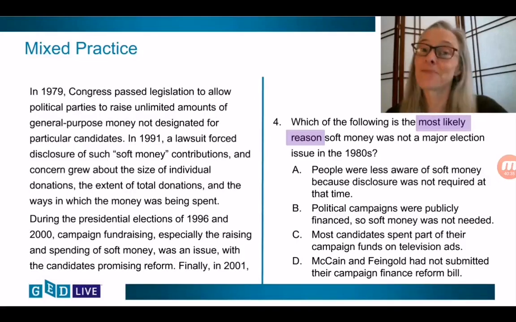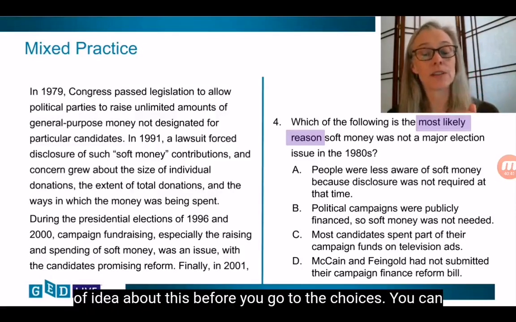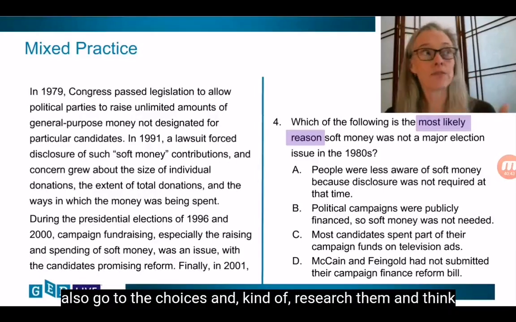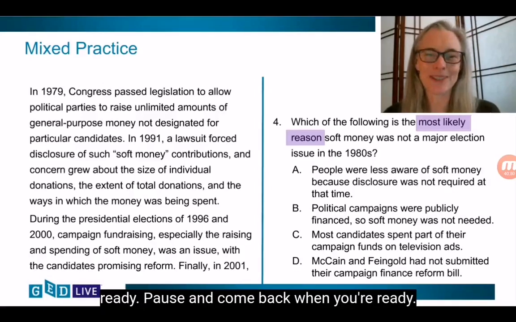Right? So take a little time to research. You can formulate some kind of idea about this before you go to the choices. You can also go to the choices and research them and think about them one by one. So good luck, and come back when you're ready. Pause and come back when you're ready.